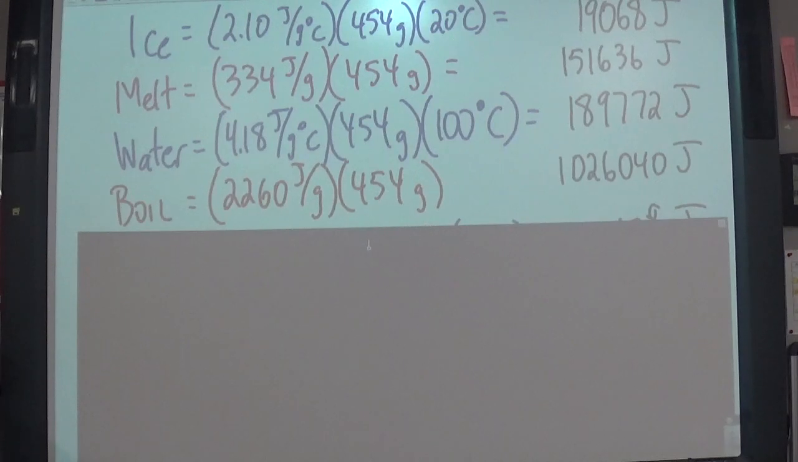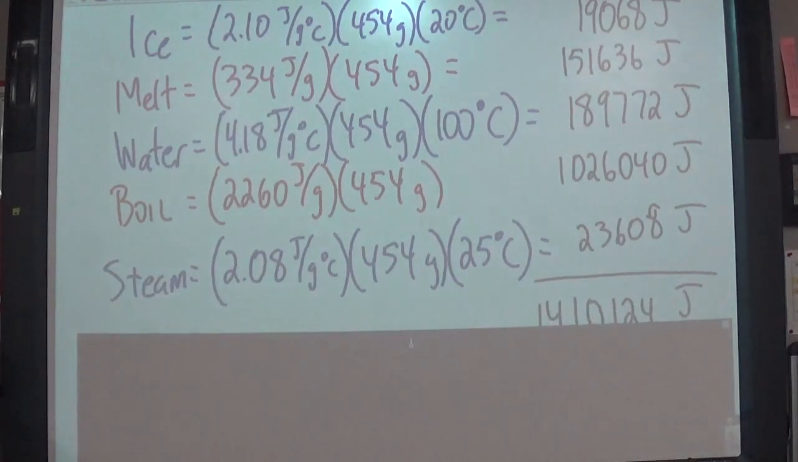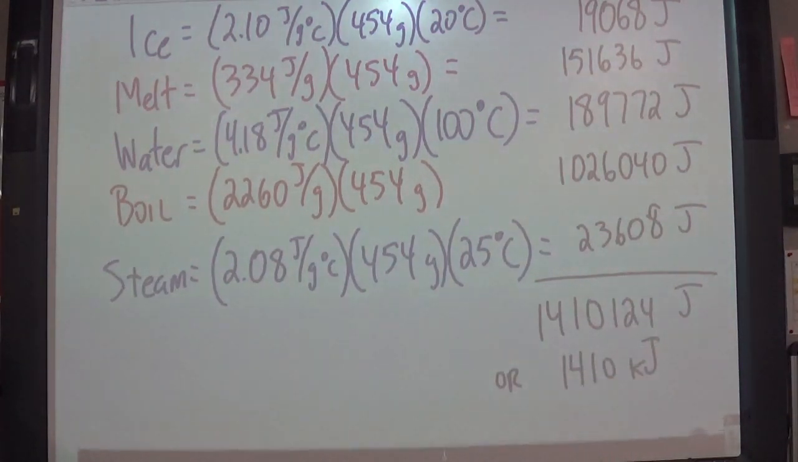Once we turn it into steam, it doesn't take quite as much energy to heat it up. And then it's 23,608 for that. And all told, to find out all 5 steps, we have to add them together. It's 1,410,124 joules, or we could round that into kilojoules. Remember, the prefix kilo means 1,000. This would be 1,410 kilojoules. And so on Moodle, we would just round it to 1410 and put kilojoules in.